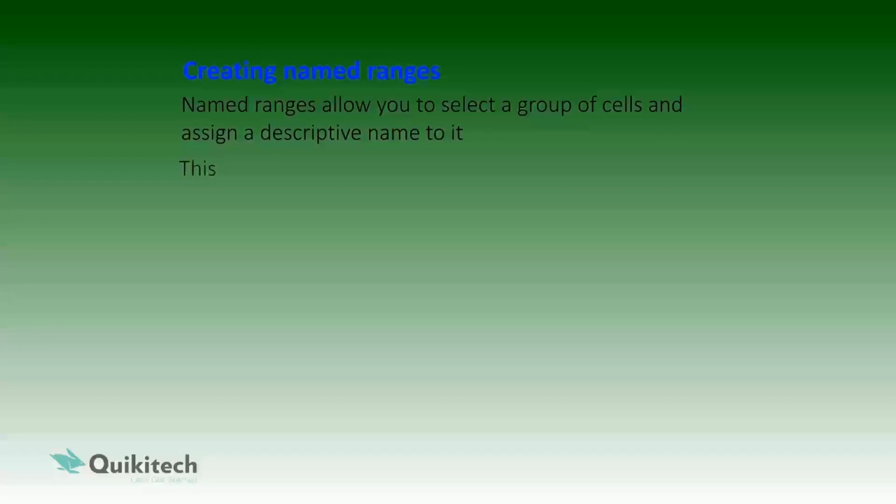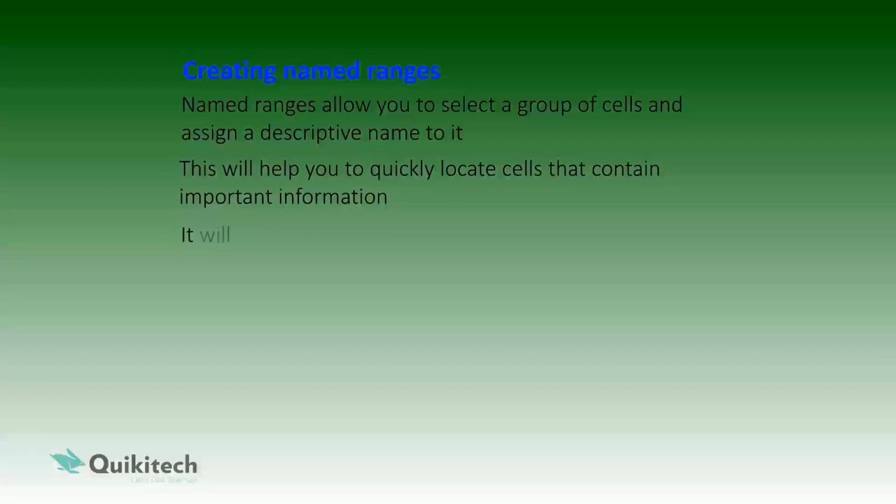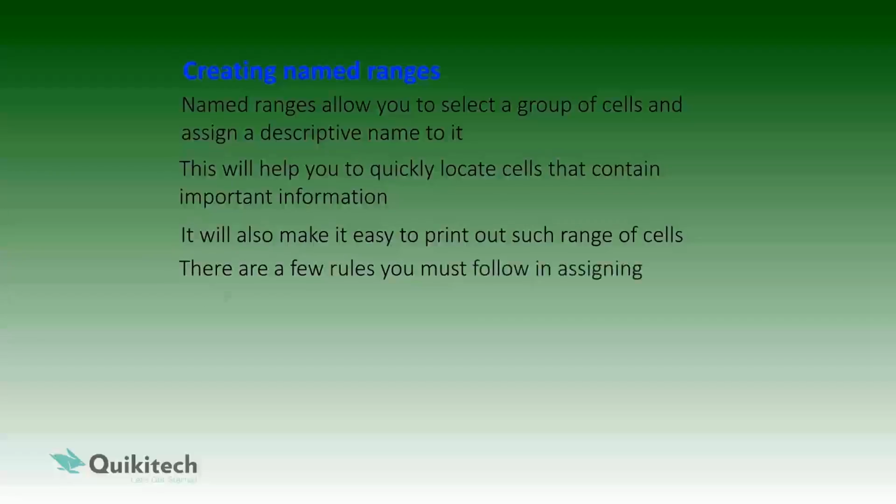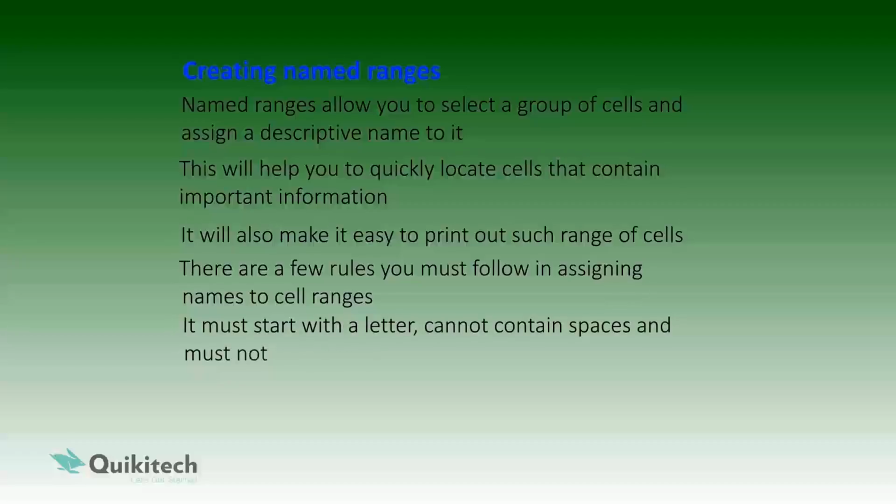Creating named ranges. Named ranges will allow you to select a group of cells and assign a descriptive name to it. This will help you to quickly locate cells that contain important information. It will also make it easy to print out these ranges of cells. There are a few rules that you must follow in assigning names to cell ranges. It must start with a letter, it cannot contain spaces, and it must not correspond to cell coordinates.